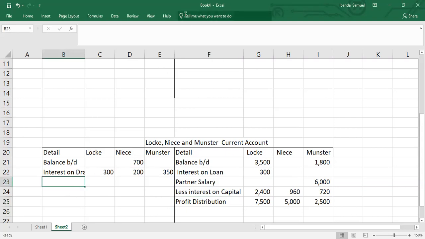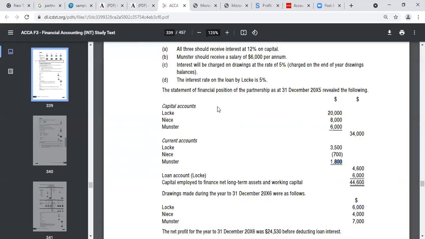Yes. What is it that I've left out? Your drawings, okay? Now, in addition to the interest on drawings, you should also bring the drawings in what? In the current account, okay? So yours is to go back to the question and check and see the drawings.